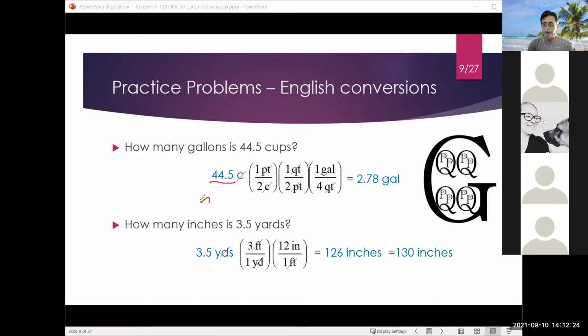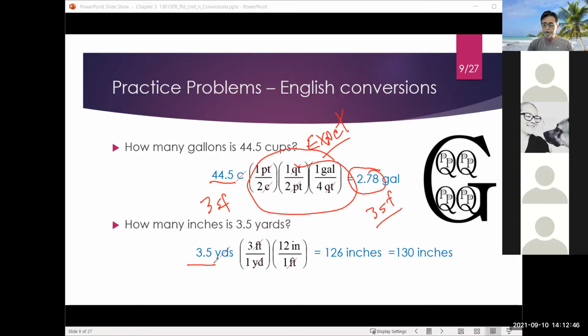Okay, we got 3 sig figs. Now, all these conversion factors are exact, so they will not be a factor in determining significant digits. Therefore, when you do the math, your answer should only have 3 sig figs. Okay? All right. How about the second one?